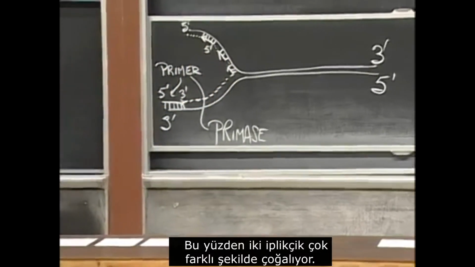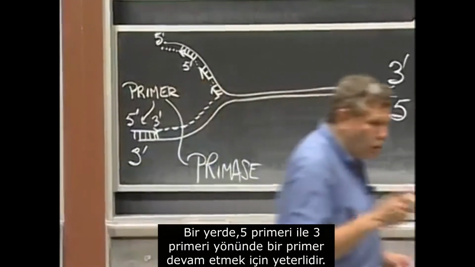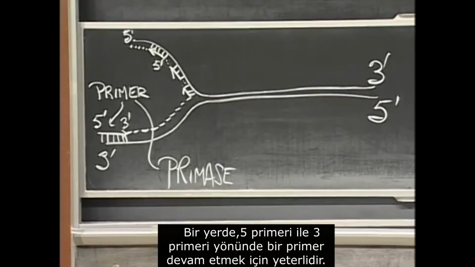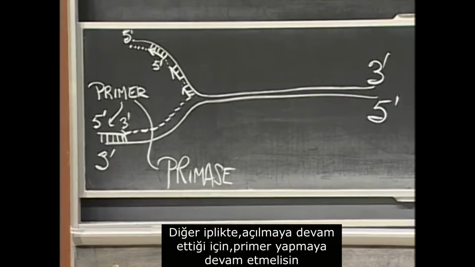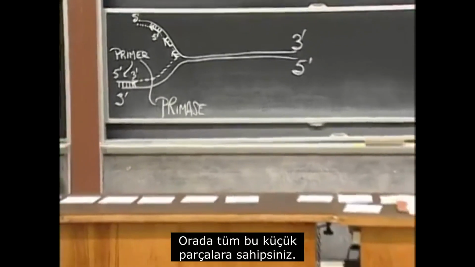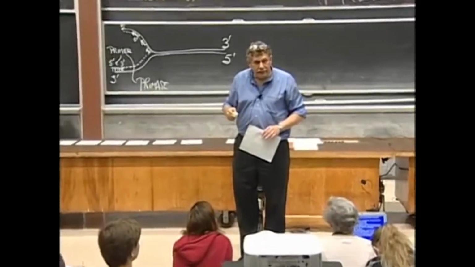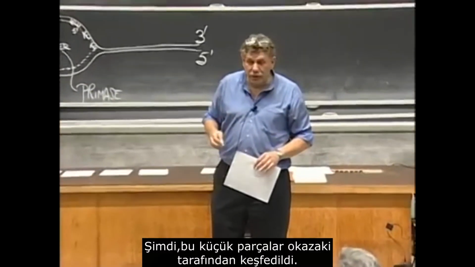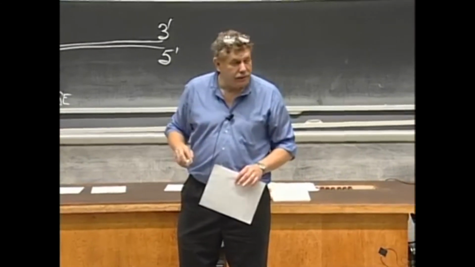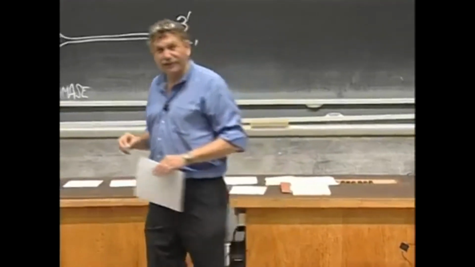So the two strands are experiencing a very different kind of replication. In one case, one primer in the 5' to 3' direction is enough to keep going. In the other strand, as it keeps opening up, you've got to keep making primers. You have all these little fragments there. Now, those little fragments were discovered by Okazaki, and they are called Okazaki fragments.